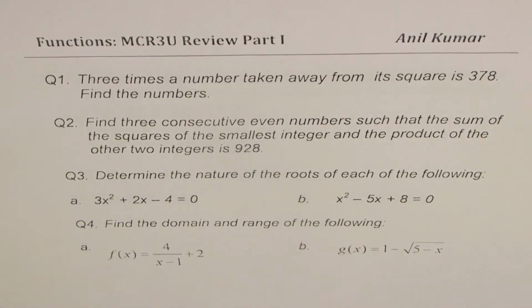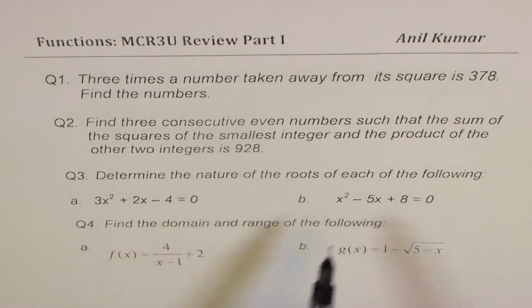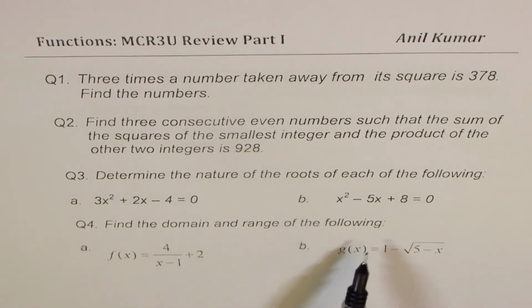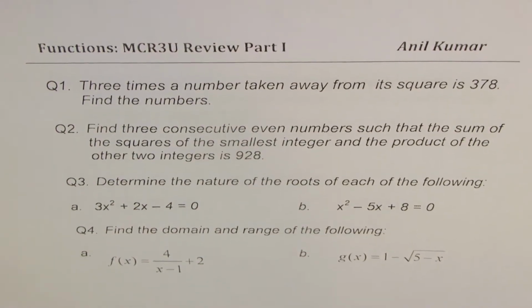Question 3. Determine the nature of roots of each of the following: 3x squared plus 2x minus 4 equals 0, x squared minus 5x plus 8 equals 0. And question number 4 is: find domain and range of the following: f of x equals 4 over x minus 2 plus 2, and g of x equals 1 minus square root of 5 minus x. You can always copy these questions, try them out, and then look into my suggestions. So let's solve them one by one.